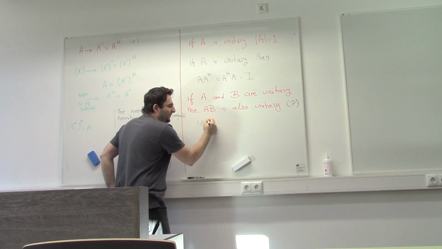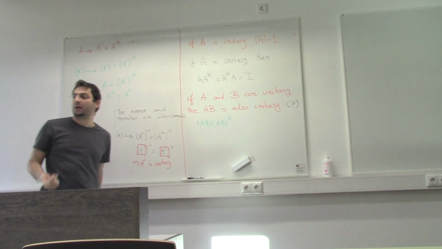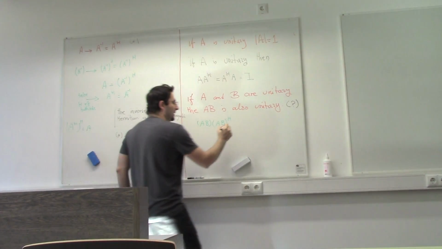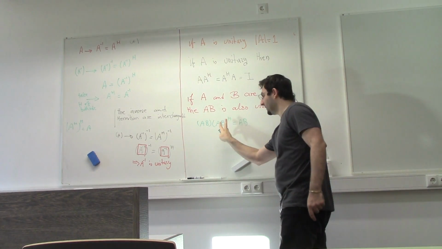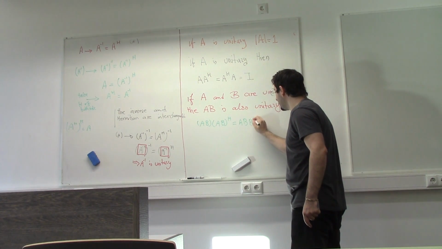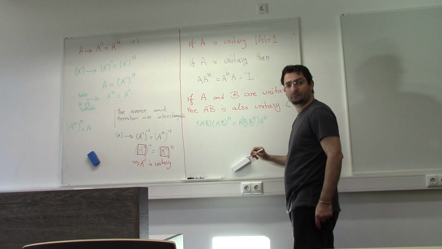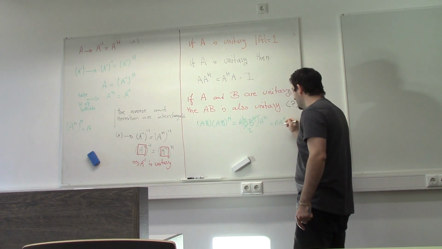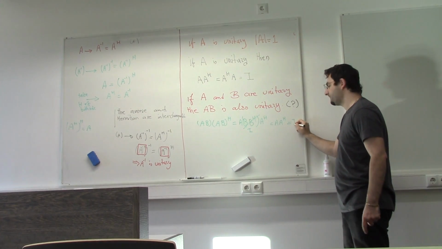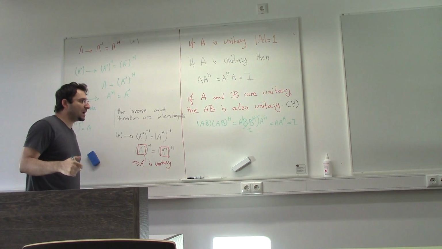We check if AB multiplied by (AB) Hermitian will result in I. This is equal to AB times (AB) Hermitian. We know that we interchange these two, so it's B Hermitian, A Hermitian. Because B is unitary, this is I. So it's A A Hermitian. A is unitary, so this is I. So from the right, it's done.